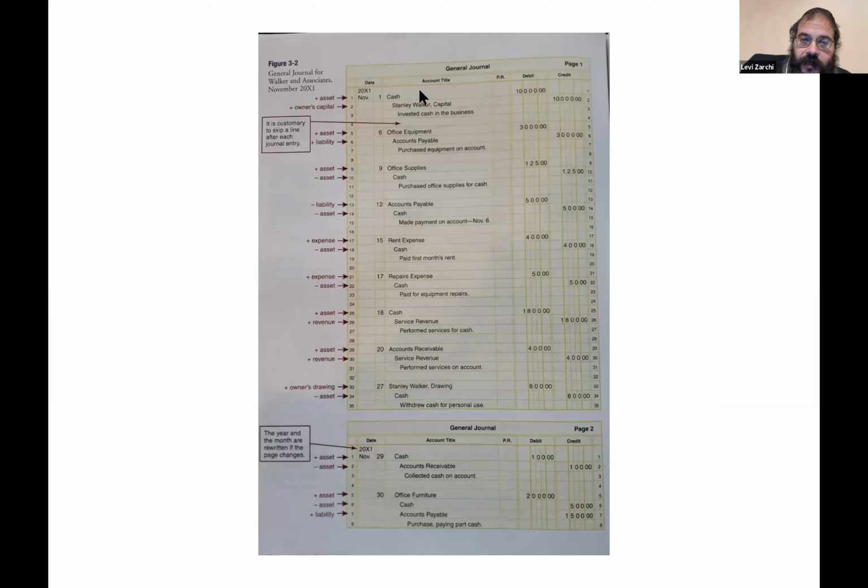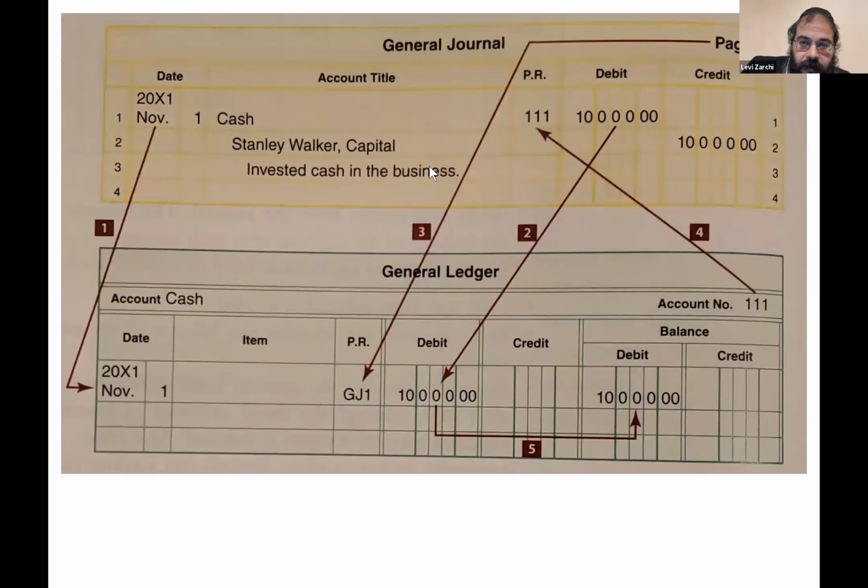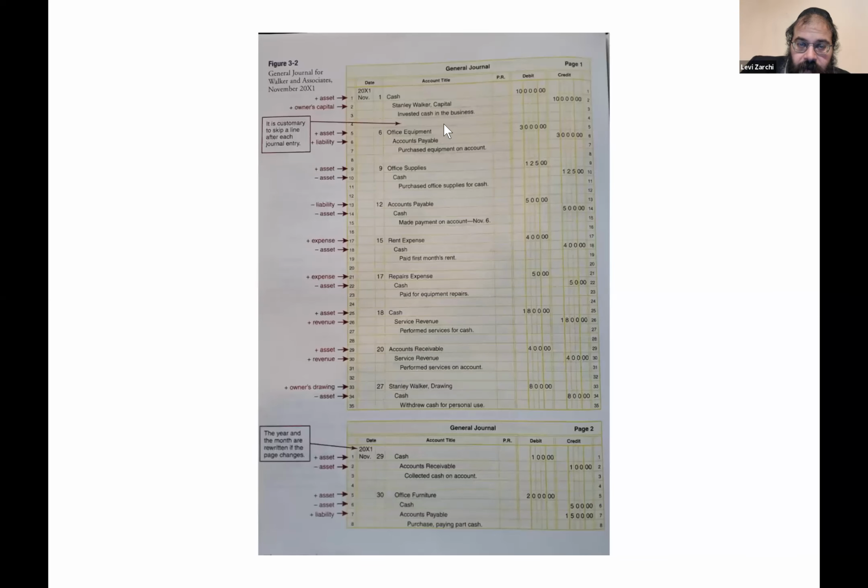So when they receive cash, for example, just to elaborate and explain this scenario, let me zoom in on this. Someone put cash into a company of $10,000. If the company got it, someone made an investment. So it's affecting a capital account, which is equity.